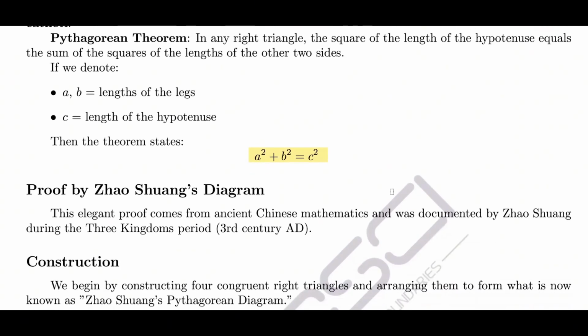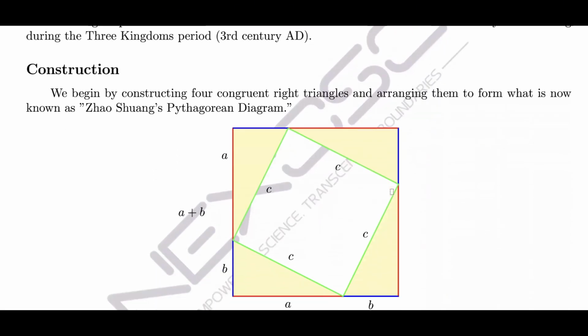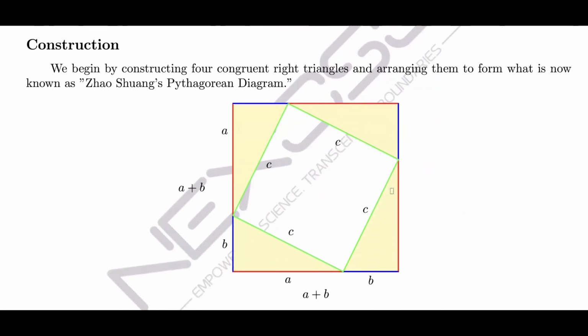Now, let's look at how Zhao Shuang proved this nearly 2,000 years ago. His method is purely geometric and visual. Imagine constructing 4 identical right triangles. We arrange these 4 triangles to form a large outer square. When we do this, the hypotenuses of these triangles form the sides of the empty square hole right in the middle. Before we calculate the area, I want to pause here.